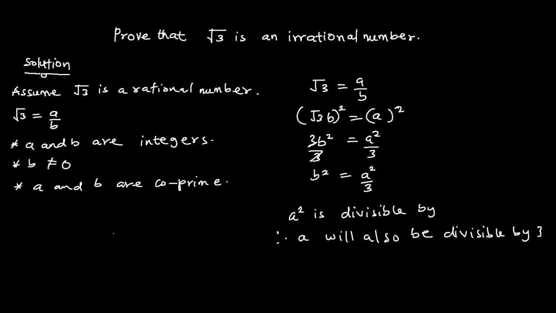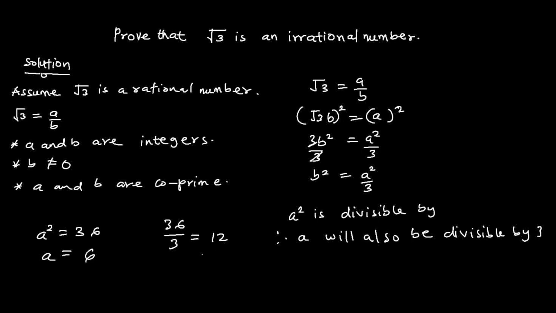Okay, so I'll take an example. Let's say we have a squared equal to 36. In this case, I have a equal to 6, right? Because 6 squared gives us 36. So let's see if a squared is divisible by 3. So that was 36 divided by 3, and this will give me a value of 12.